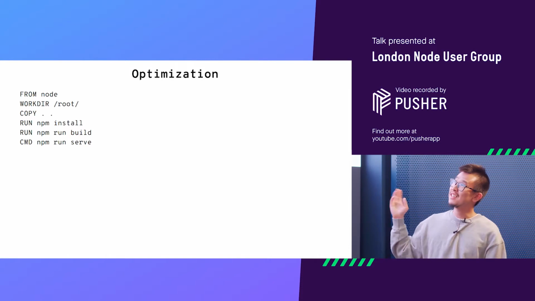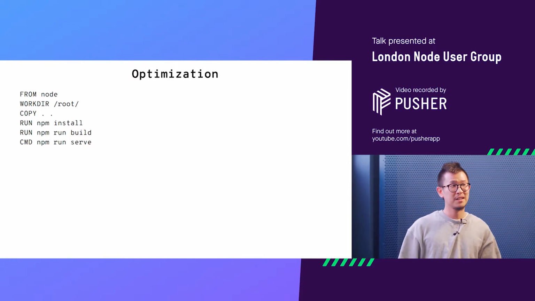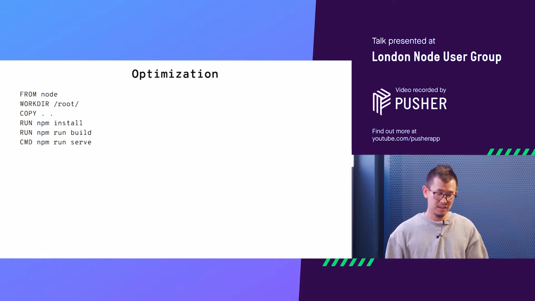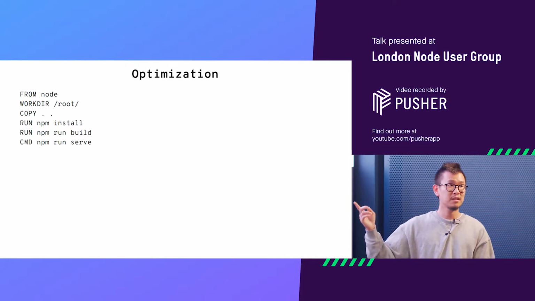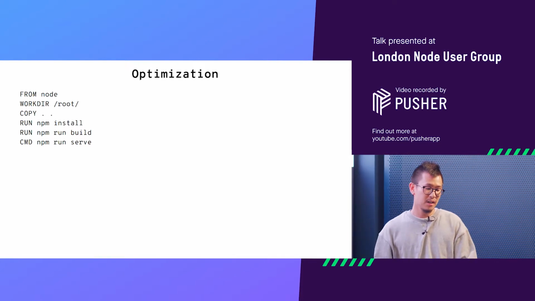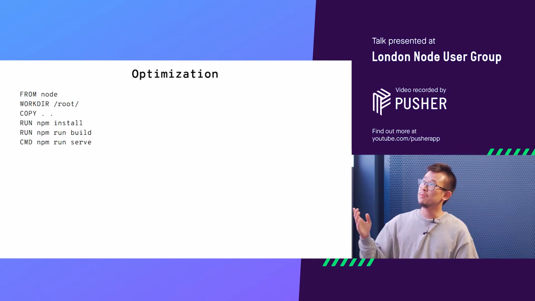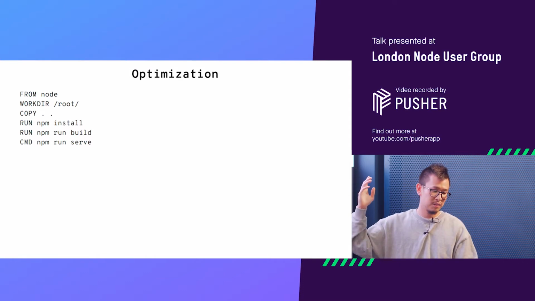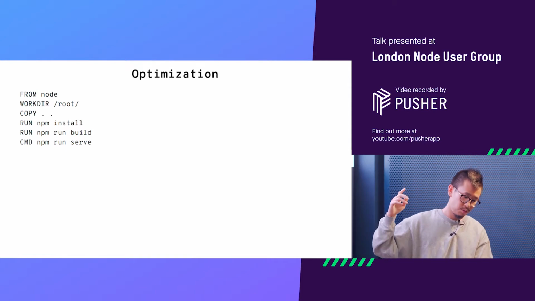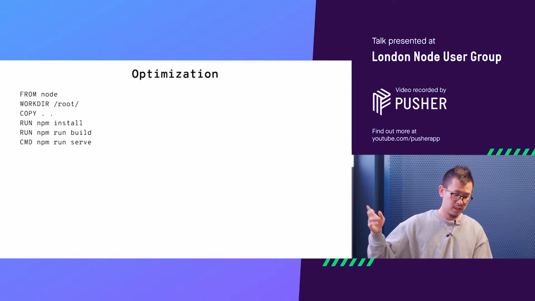So the last 10 minutes is going to be about optimizing your Docker images. I'm going to pick the front end because it's easier to demonstrate stuff. So this is the Dockerfile we have at the moment. Basically, it's just copying everything into the container, installing it, building it, and then serving it.